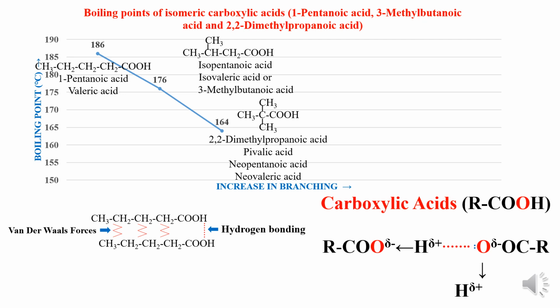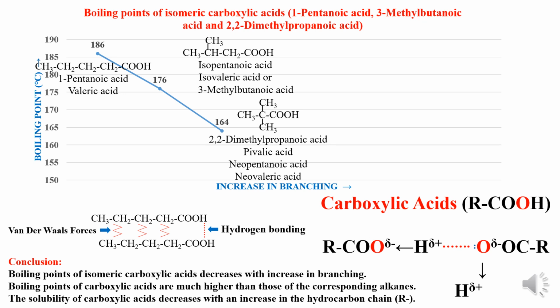And you can see the hydrogen bonding between the hydrogen atom with a partial positive charge, covalently bonded to an electronegative oxygen atom, with an oxygen atom with a lone pair of electrons on another molecule. So again, two forces are operative in case of carboxylic acid. One is the van der Waals force, the other is hydrogen bonding. So boiling points of isomeric carboxylic acids decrease with increase in branching, and the boiling points of carboxylic acids are much higher than those of corresponding alkanes. And the same explanation holds good as I've already explained in case of alcohols.